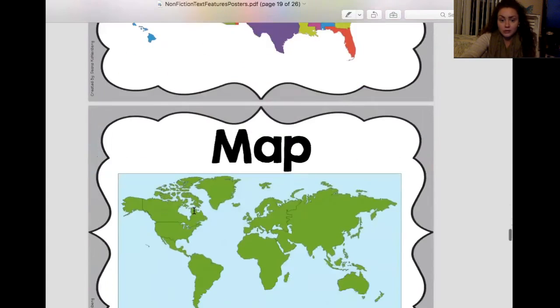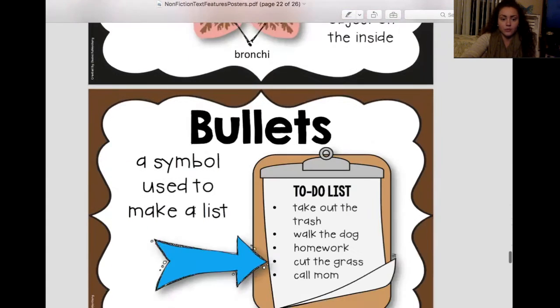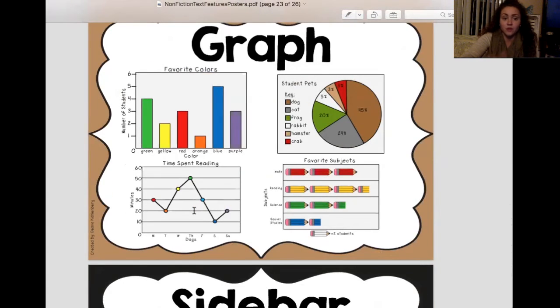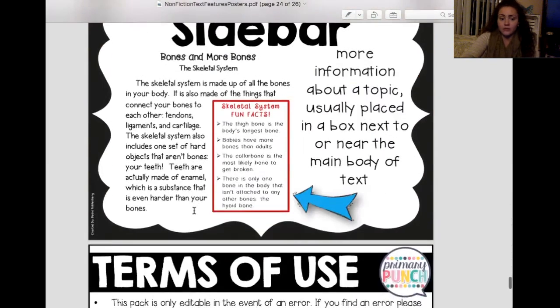Maps tell you where things are. That's not important for you. Different types of graphs, bar graphs, line plots, pie charts. All of those are important for you.